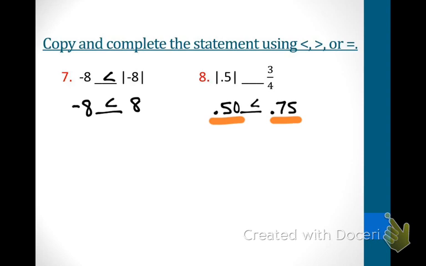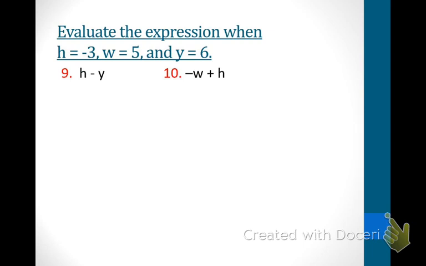Good job. 0.50 is less than 0.75, which means the absolute value of 0.5 is less than 3/4. And then go ahead and box your answers in. Next section. You guys are doing great, by the way. Evaluate the expression when h equals negative 3, w equals 5, and y equals 6.